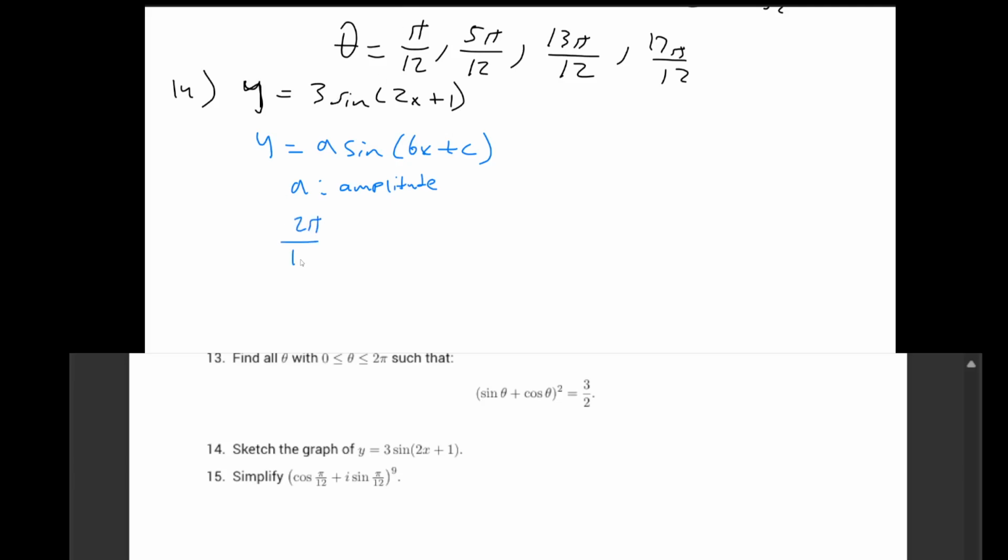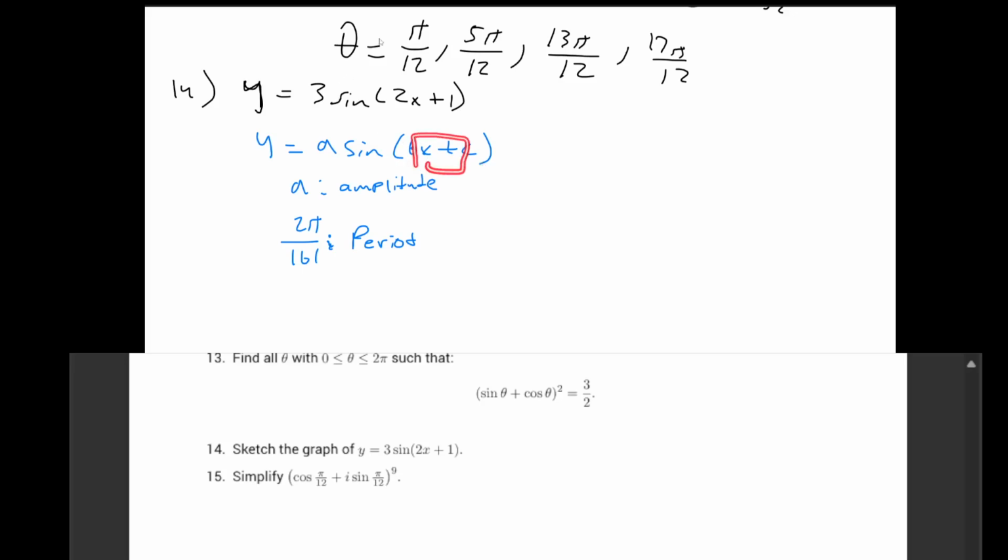Usually people do 2 pi over b. In a traditional pre-calculus class, you don't really deal with b's being less than 0, but you should always put the absolute value of b to be safe, though 2 pi over b usually works. 2 pi over the absolute value of b will give you your period. And then bx plus c equaling 0 is your transformation. Don't even think about trigonometry.